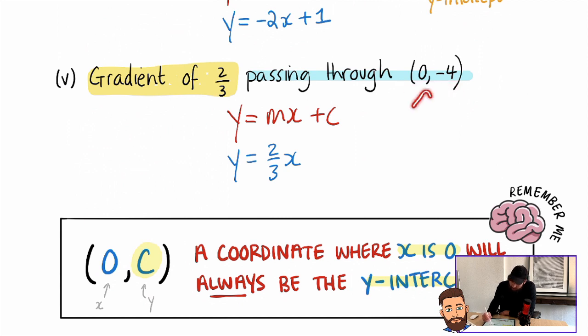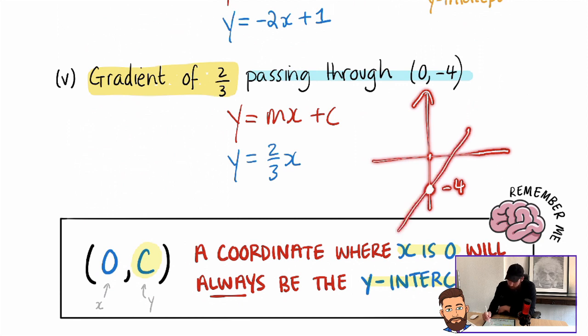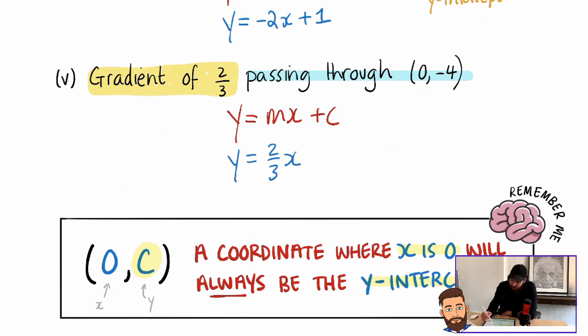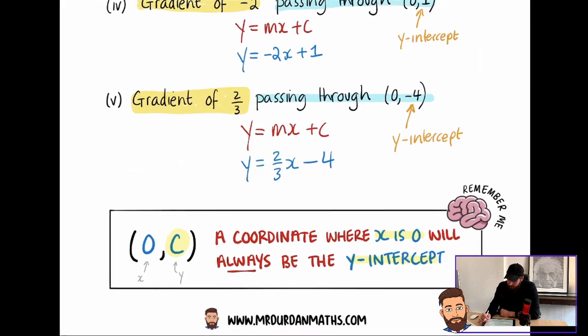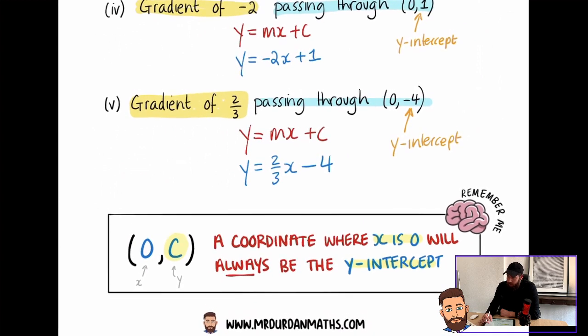Well, if I had an axis, what would (0, -4) be? Well, across 0, down to -4 would be there. And if that's the point, what does that mean? If it's passing through that point, it means that must be the y-intercept. So again, we could say that this must be the y-intercept, which is c. So our plus c, in this case, is not plus, it's going to be -4.